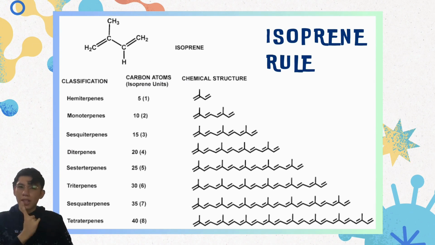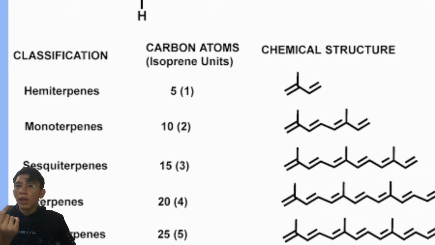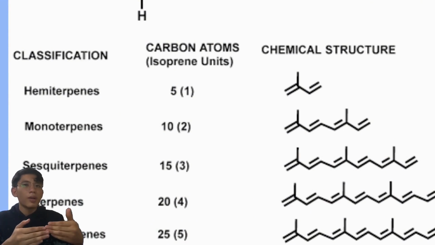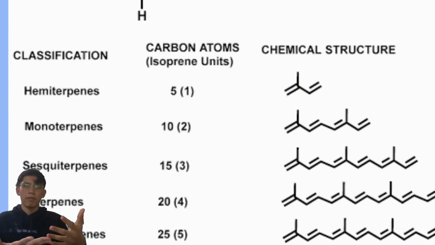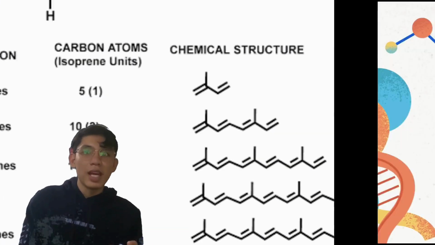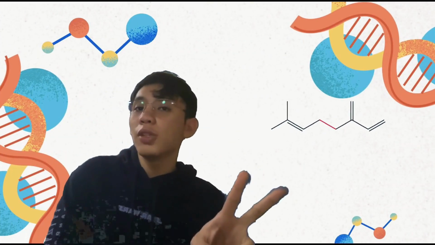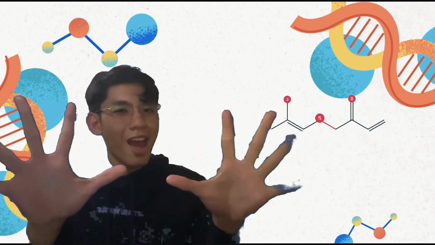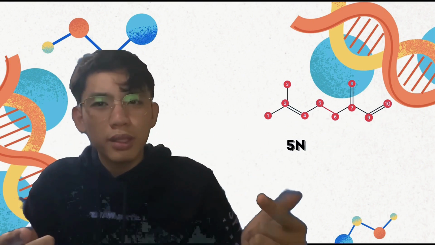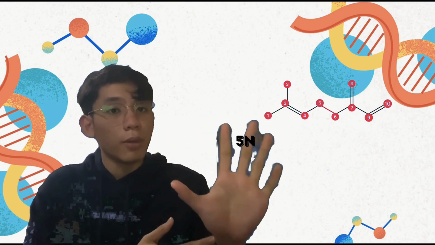Now, for example, if monoterpenes have 2 isoprene units, how many carbon atoms do you think compounds under this classification have? You're right! If monoterpenes have 2 isoprene units, they have 10 carbon atoms! Remember, an isoprene unit is said to be a 5-carbon molecule.